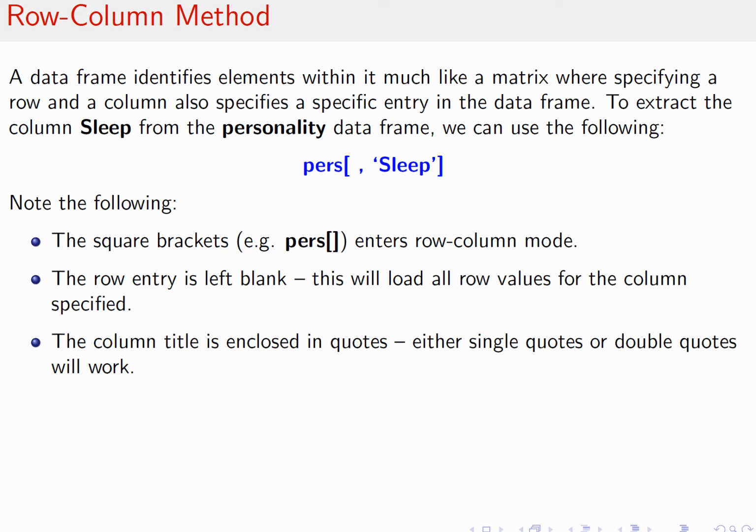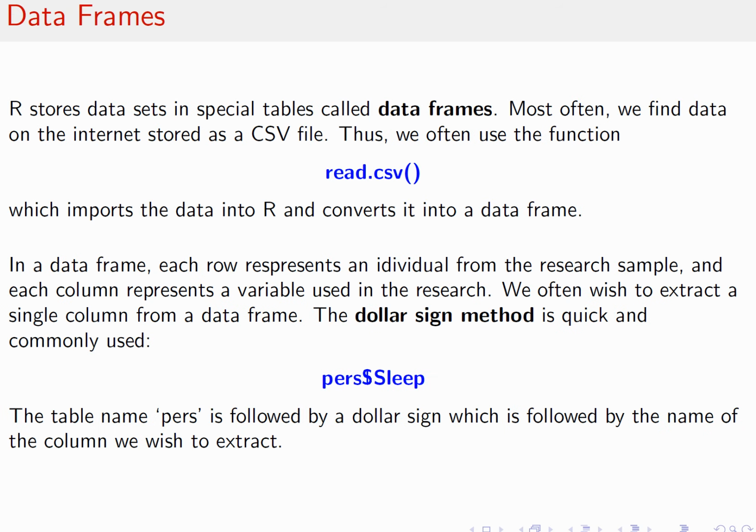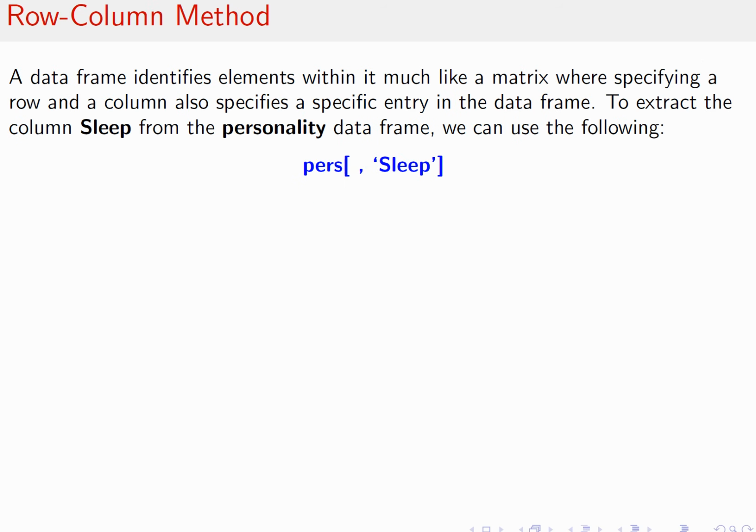Okay, so we've got these two methods. Quick review, right? We've got the $ method, purse$sleep, and we've got the row column method, purse, square brackets, space, comma, and then the column title that we want to extract. Okay.